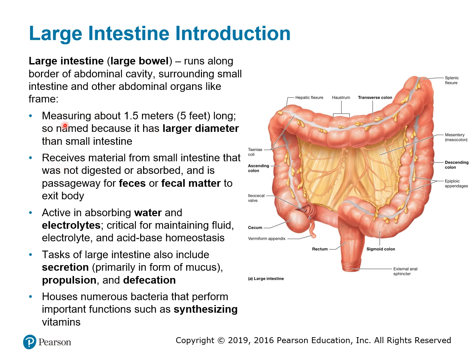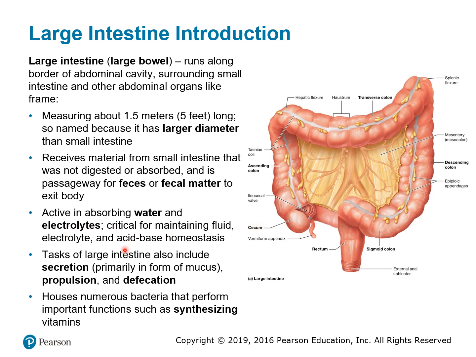The large intestine receives material from the small intestine. Anything that was not digested or absorbed is going to then be considered feces or fecal matter, and it needs to exit the body. Now, in the large intestine, most of the water and electrolytes are going to be absorbed. These are very critical for maintaining electrolyte and acid-base homeostasis, meaning maintaining normal levels of pH in the body.